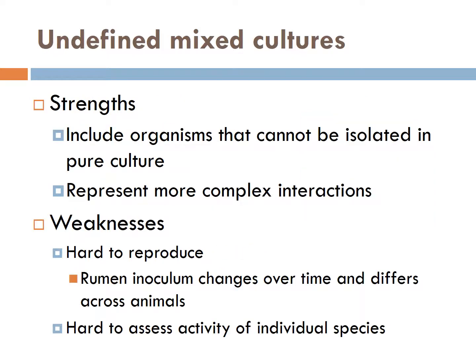The strengths of undefined mixed cultures are that they include organisms that cannot be isolated in pure cultures. Because more organisms can be present, they can represent more complex interactions. The weaknesses are that they're hard to produce. Rumen inoculum changes over time, and it differs across animals. Another weakness is that it's hard to assess the activity of individual species, by virtue of having so many species and by having an undefined culture. We don't know everything that's present.